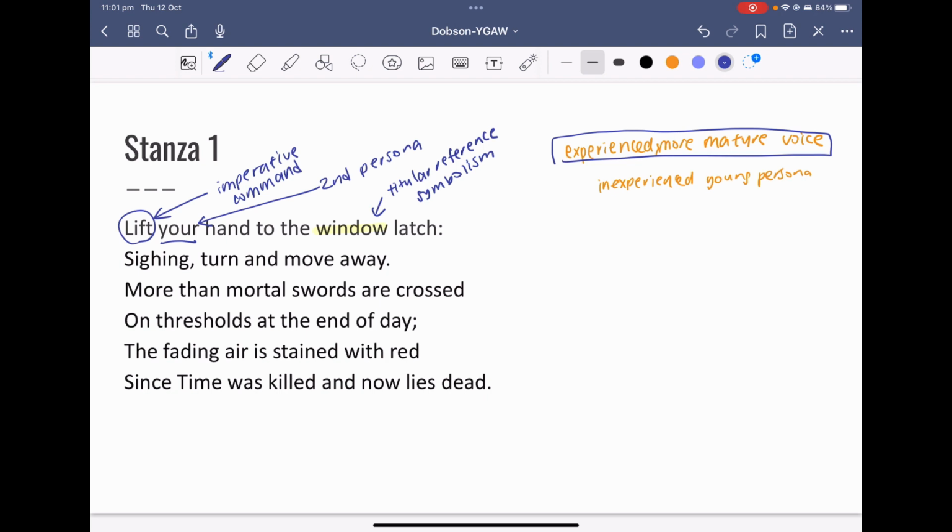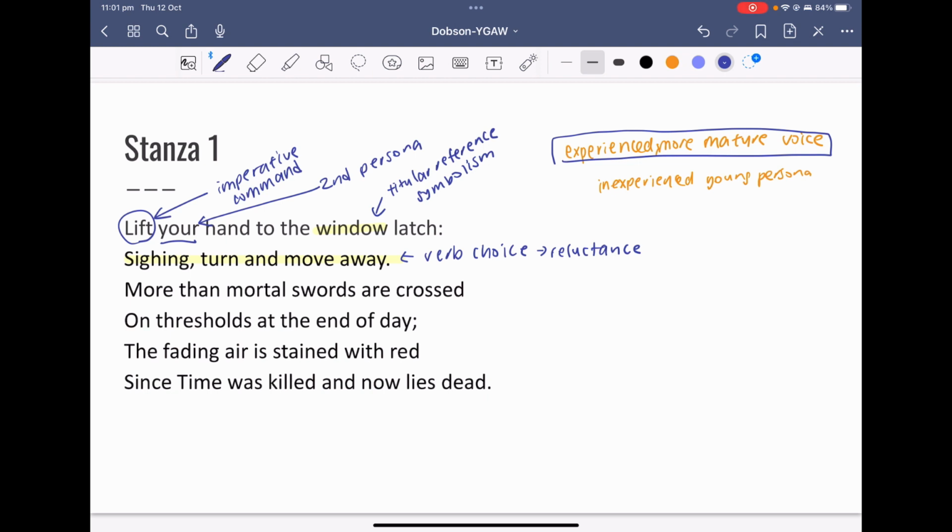And if you look at the next line here, sighing, turn and move away, I want you to just make note of the verb choice here. The fact that she's sighing and she's turning and moving away doesn't really show that she's very enthusiastic. She's not thinking, I really want to become an adult, or I really want to go beyond the current world that I'm living in and go into womanhood. She's sighing and turning and moving away, and that's indicative of her reluctance. So she's unwilling to embrace the changes that she must deal with in going into a new stage of her life.